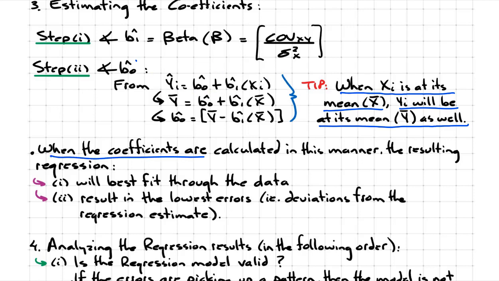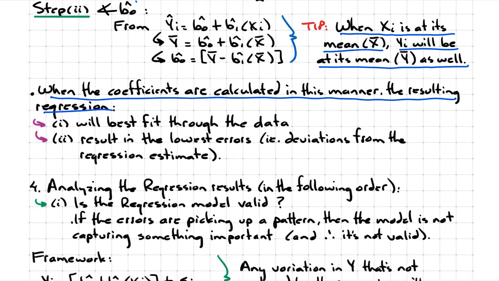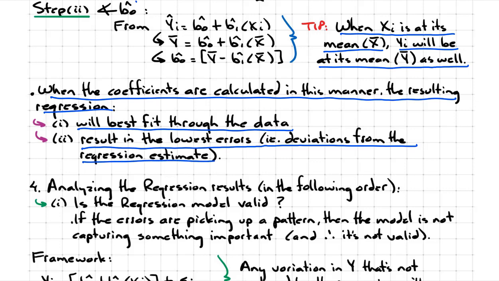Now, when the coefficients are calculated in this manner, the resulting regression, first, will best fit through the data, and two, result in the lowest errors, i.e. deviations from the regression estimate. So these two say the same thing, right? If the line best fits through the data, that means those observations are as close as possible to the regression, and therefore the errors would be minimized.